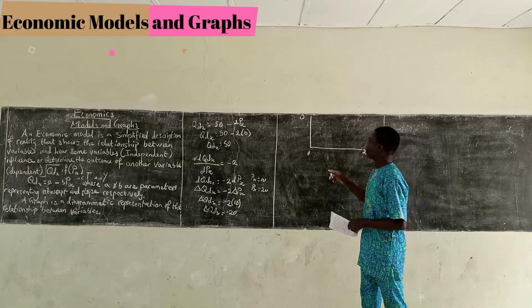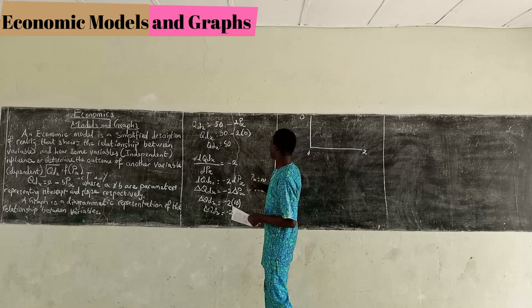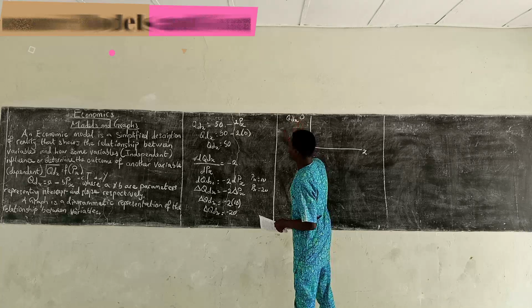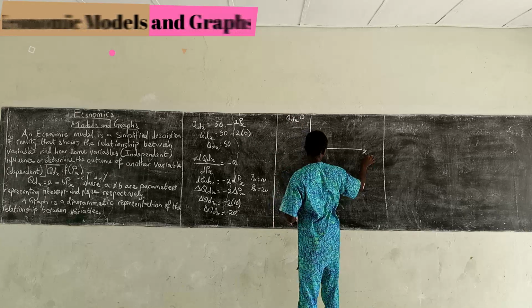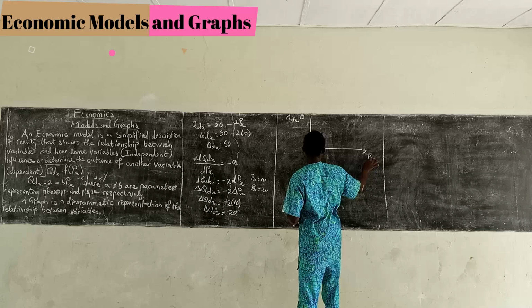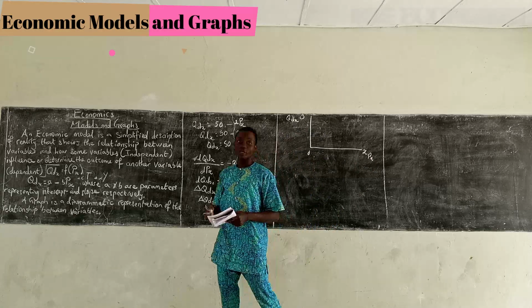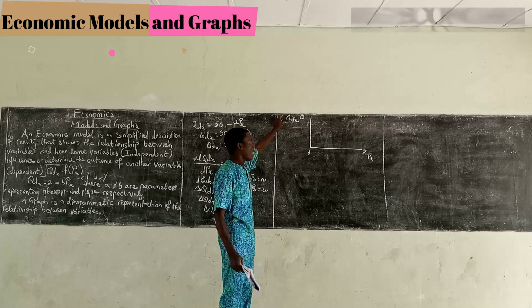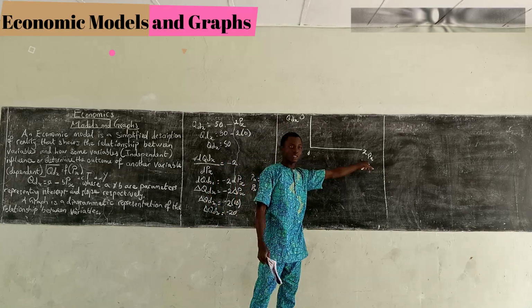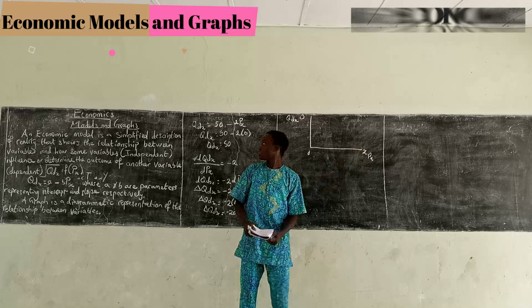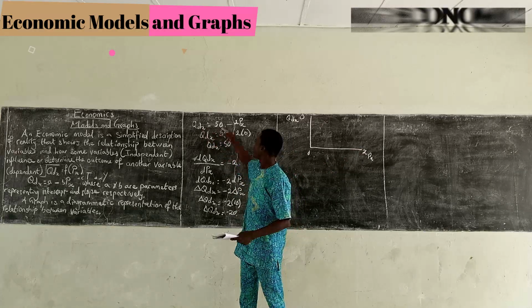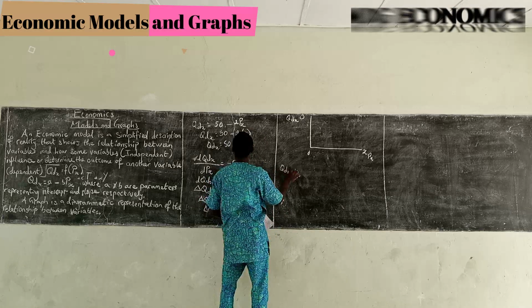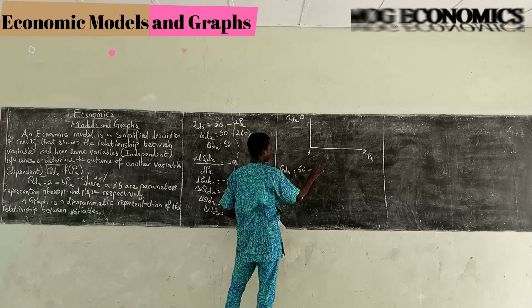Now, the dependent variable here is Q, so QDX is meant to be here, and the independent variable is PX, the price of X, which is meant to be here. But in conventional demand graphs or demand curves, you have the price here and the quantity demanded here. So in that case, this would have been resolved to give us QDX equals 50 minus 2PX.